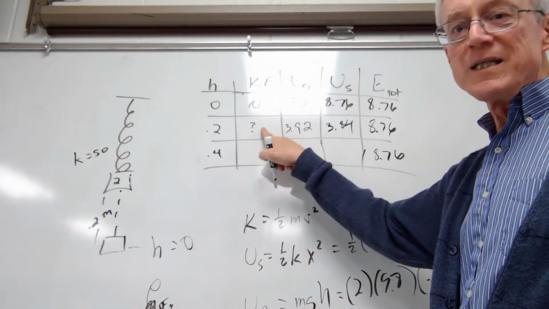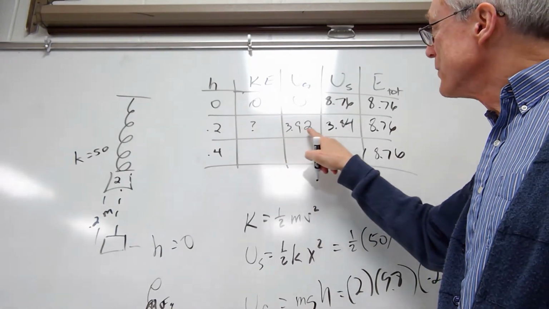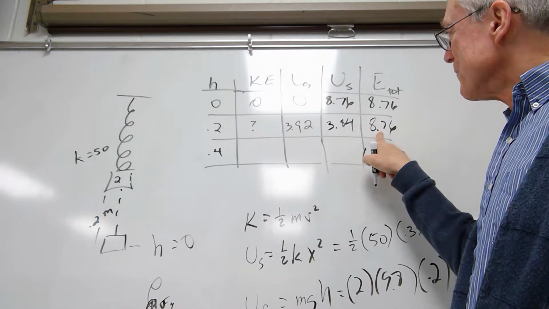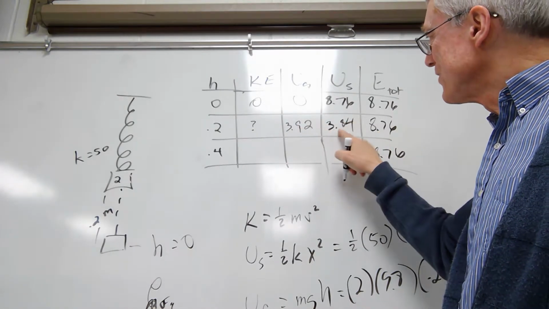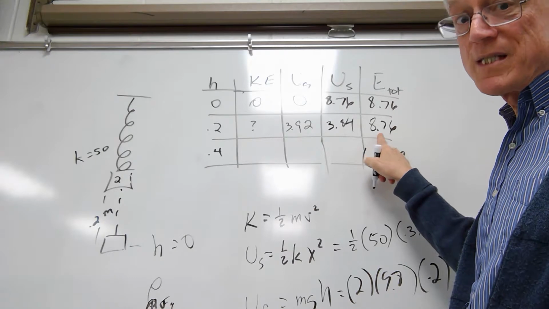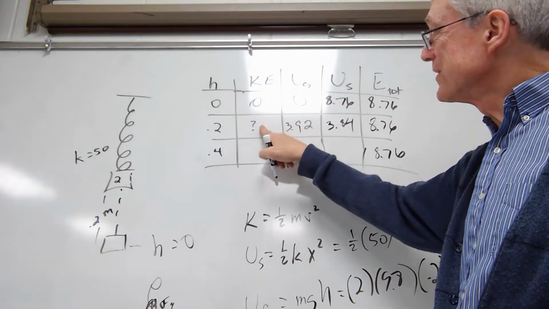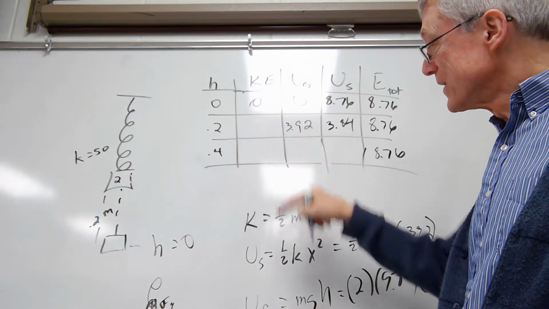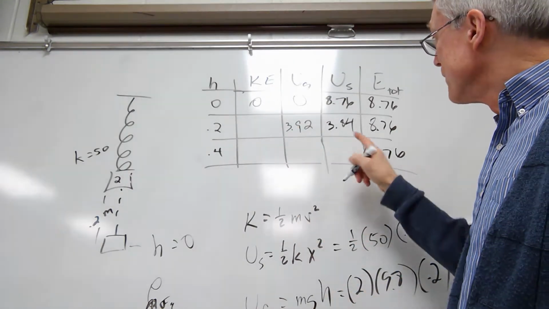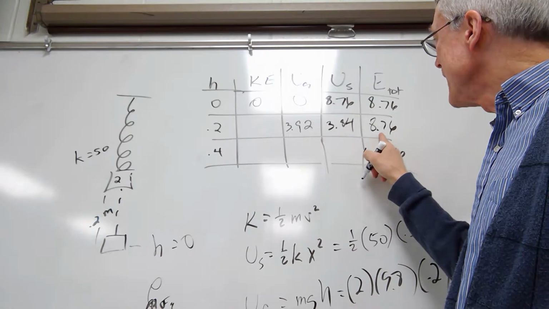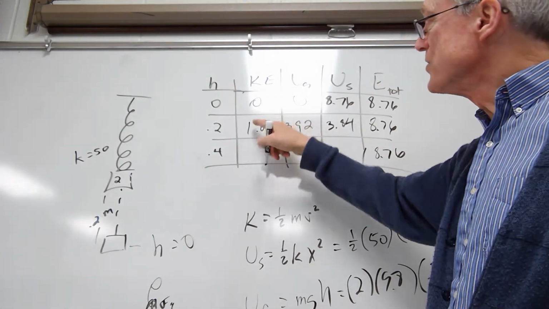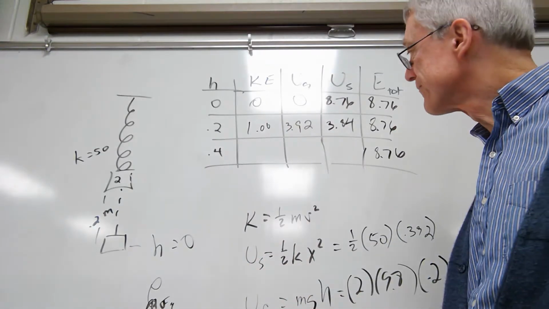I don't know what the kinetic energy is, we said, but we found these two, and we know the total has to be this, so I can subtract these from 8.76 to get what the kinetic energy had to be. That's the only way to get kinetic energy here, because we don't know the velocity. So if I subtract these from that, it comes out to be exactly 1. So 1 joule of kinetic energy it had.